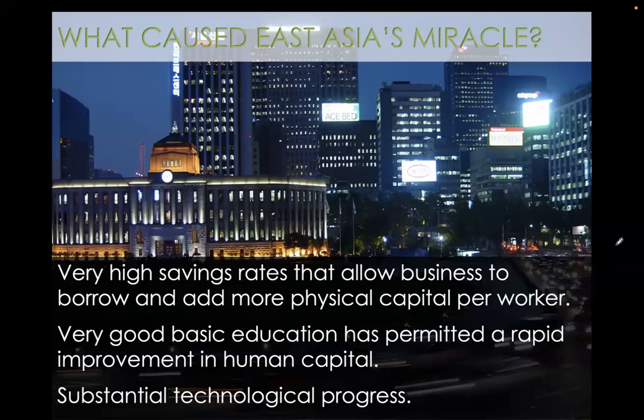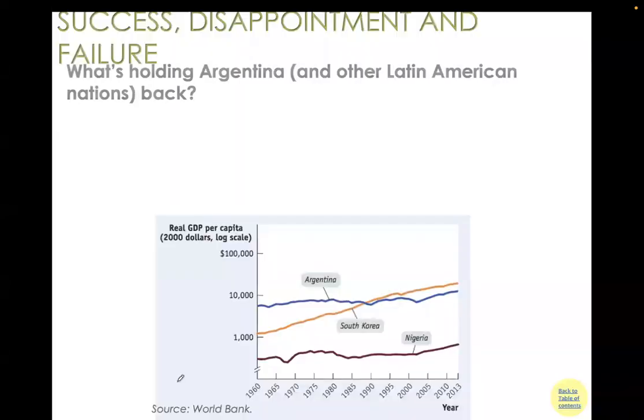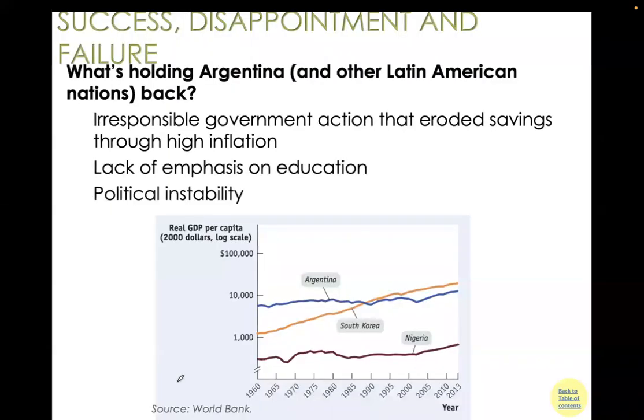But what's behind their success story? And certainly each of those policies or each of those factors is going to link to the resources we need that promote economic growth, right? First is a high saving rate, the second, good basic education, and third, substantial technological progress. Right? So those are the things behind their growth.